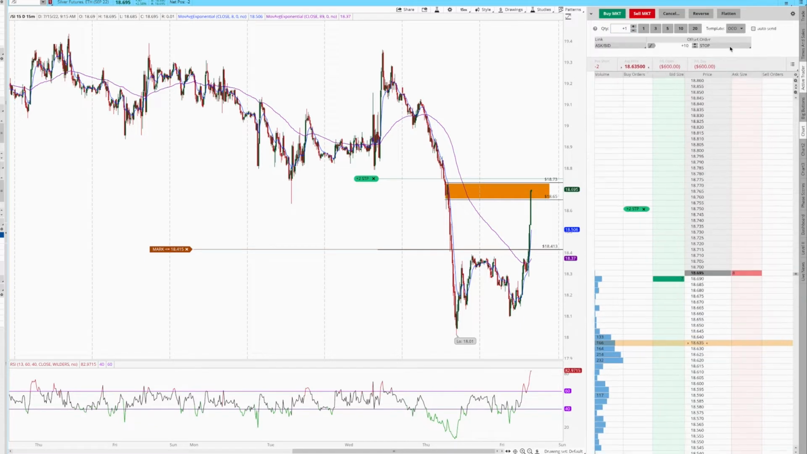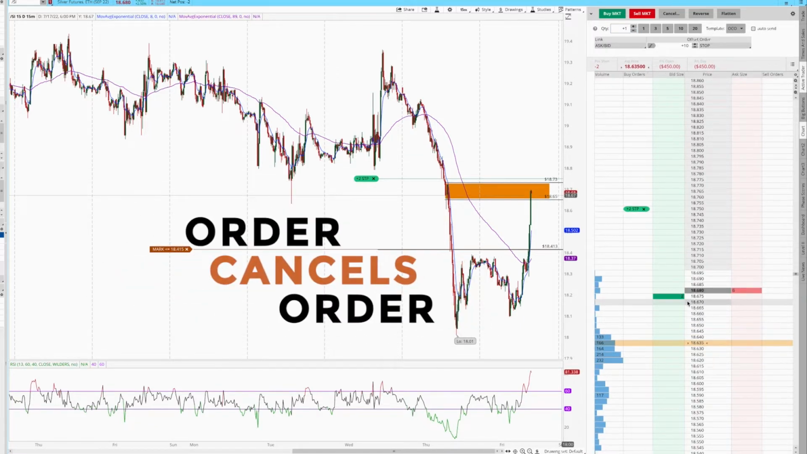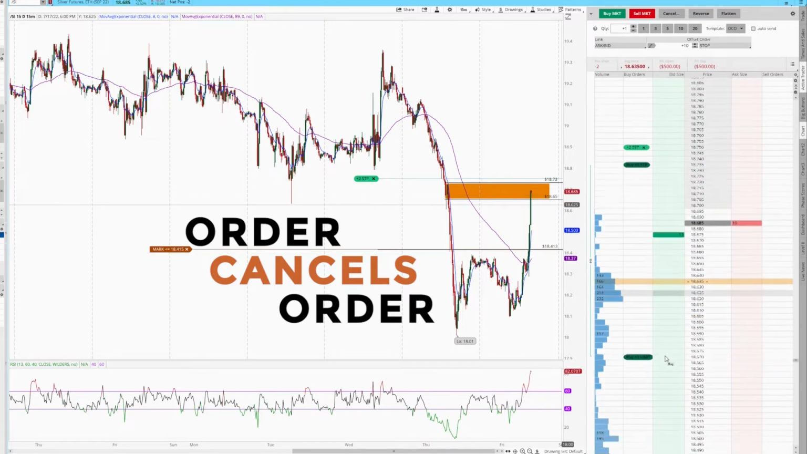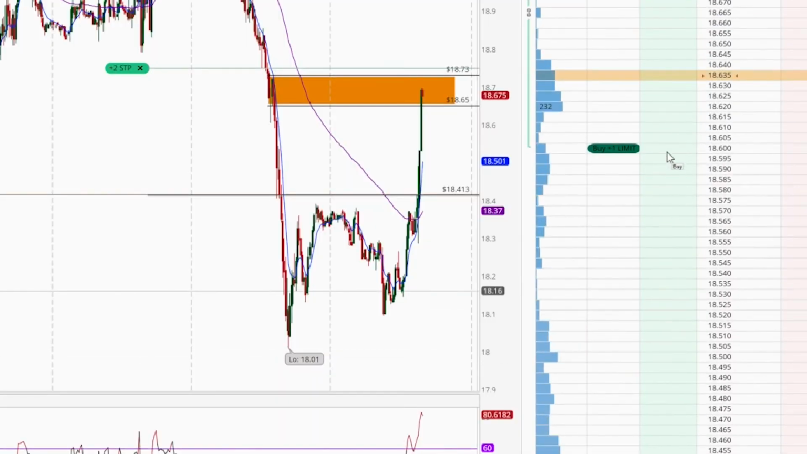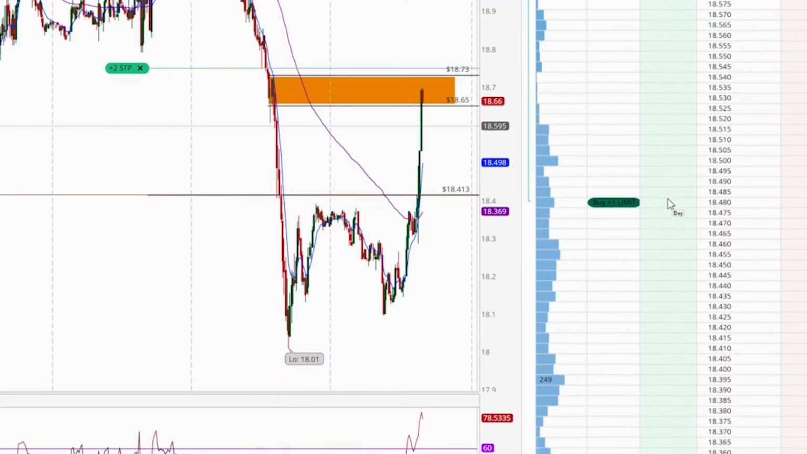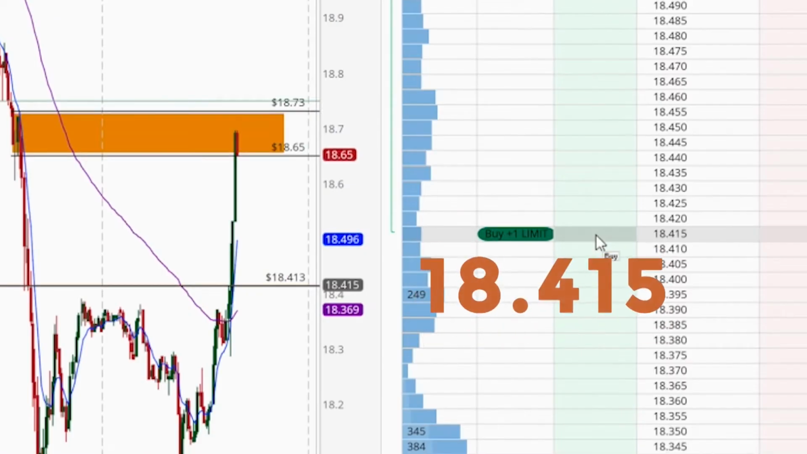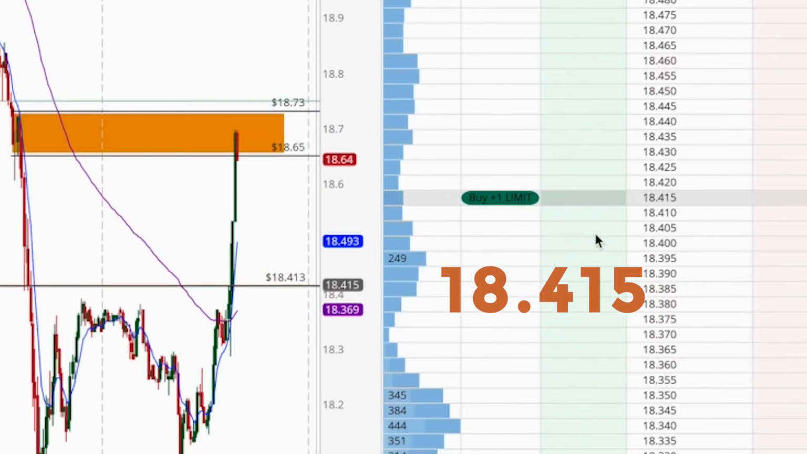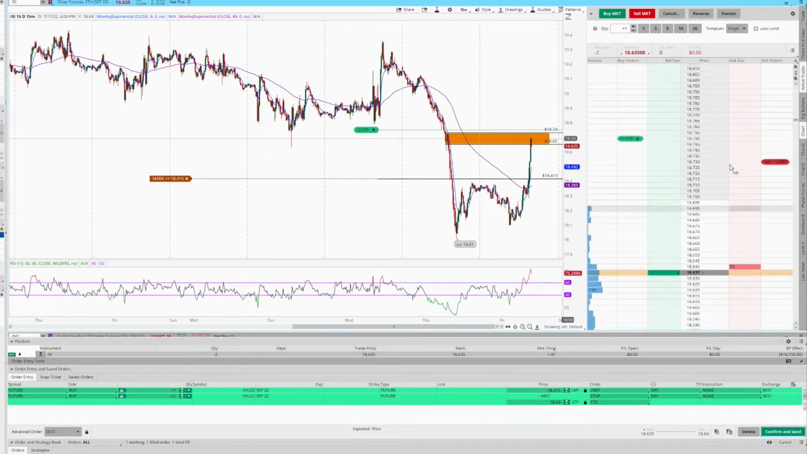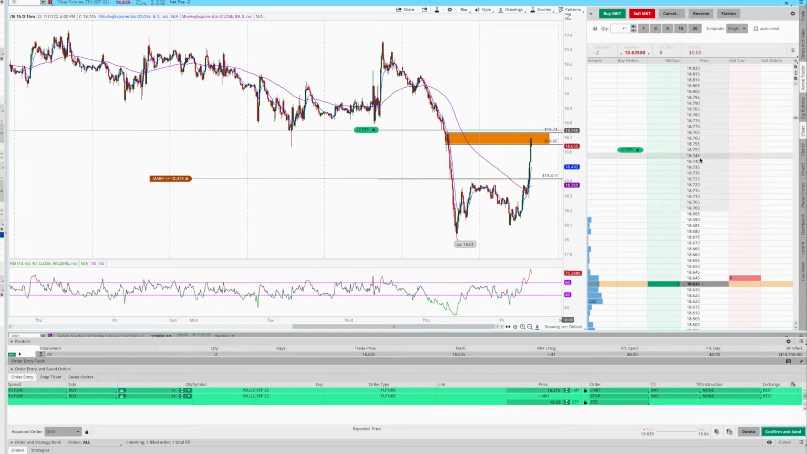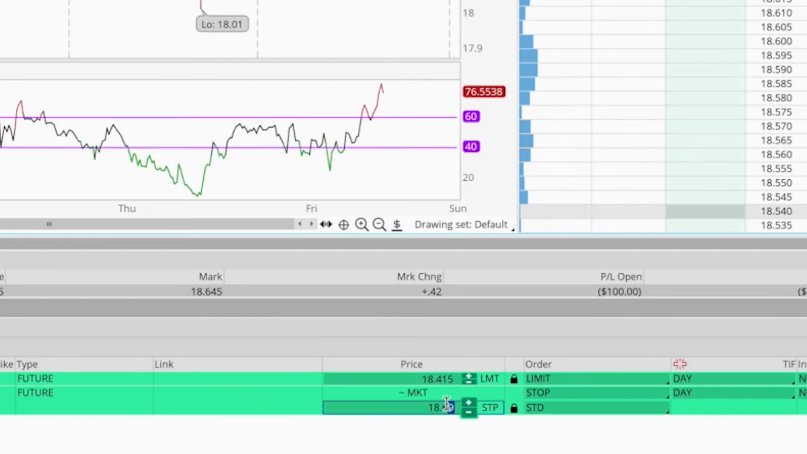But I'm gonna show you how you can enter into what is called an order cancels order. And so what that essentially means is we can scroll down to where our target is, and I can see the line over here depending on where I scroll, right? You see that gray line moving on there. And I'm gonna go ahead and select 18.415. And what I'm gonna do is I'm gonna come back in here and make sure that I've got the same stop in place, which is 18.75. So I'm gonna change this to 18.75 on my stop.